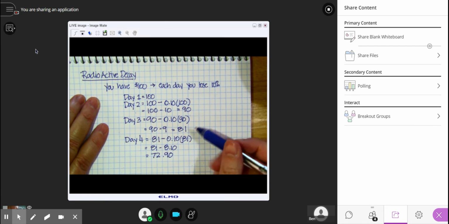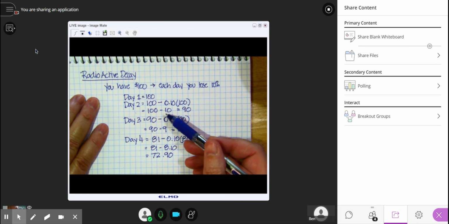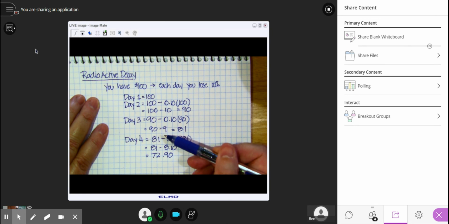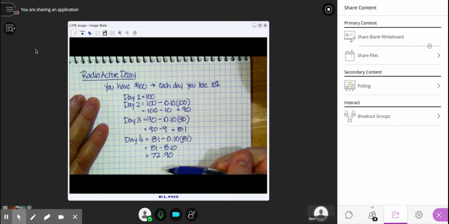Do you see how the loss is proportional to what you started with? Even though I'm saying it's a set amount each day of 10%, it's actually not a set amount because each day your base is going to change and give you a little bit less. Is that all right?